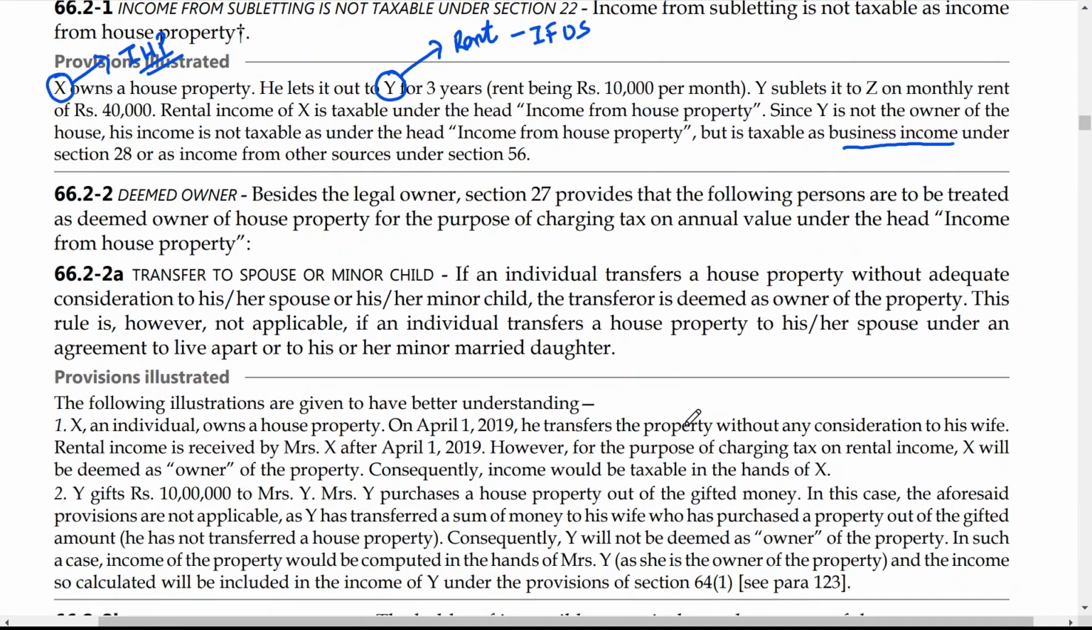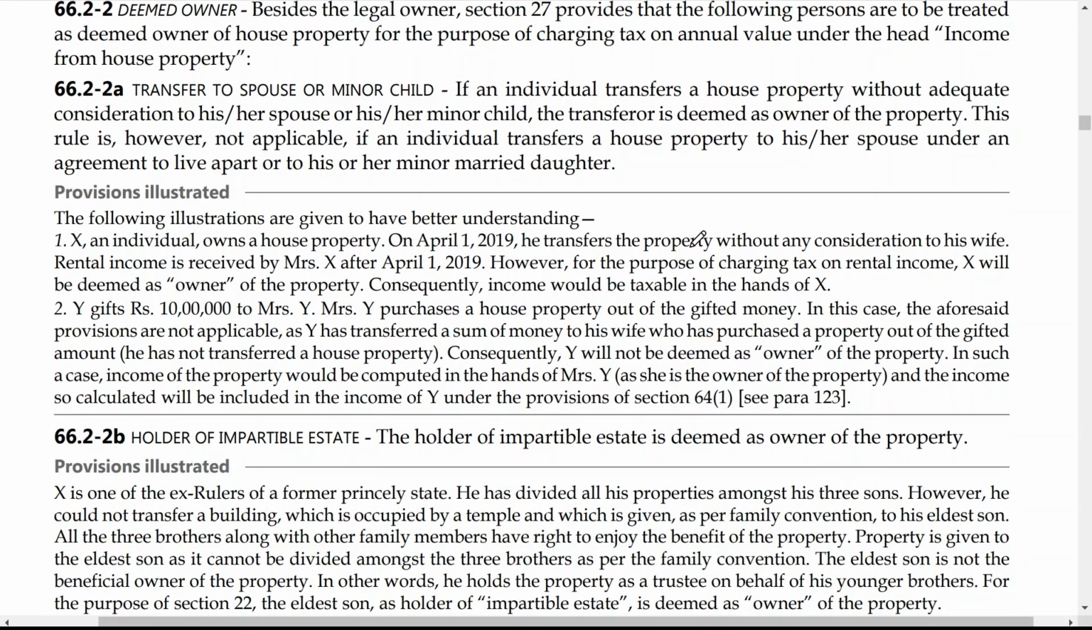Now transfer to spouse and minor child. If an individual transfers a house property without adequate consideration to his or her spouse or his or her minor child, the transferor is the deemed owner of the property. This rule is however not applicable if the individual transfers a house property to his or her spouse under any agreement to live apart, or to his or her minor married daughter. The following illustrations are given to have a better understanding.